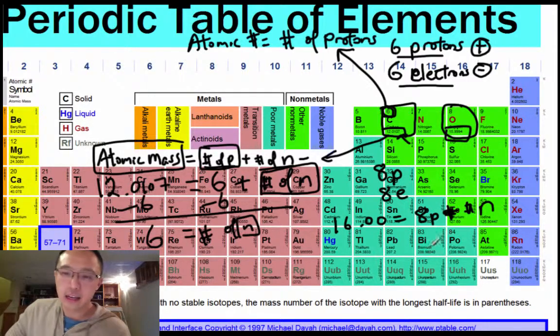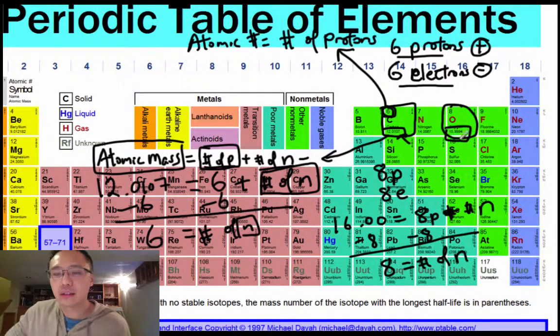I know it's getting a little bit messy. To solve for the number of neutrons, you subtract 8 protons from both sides, and you get 8 is equal to the number of neutrons. So there are 8 neutrons in oxygen. You might think, oh, well, I have 8, 8, and 8, and it seems like it's all the same.